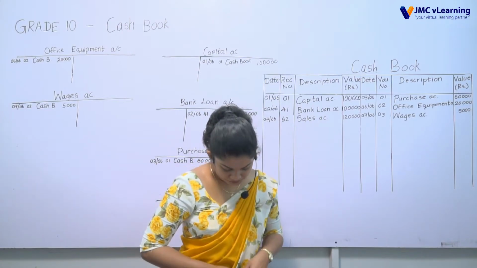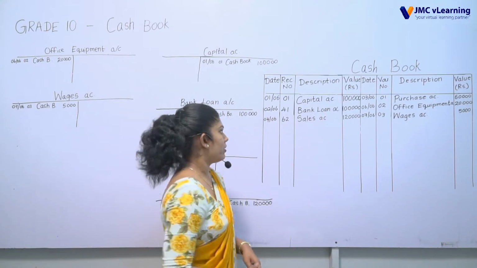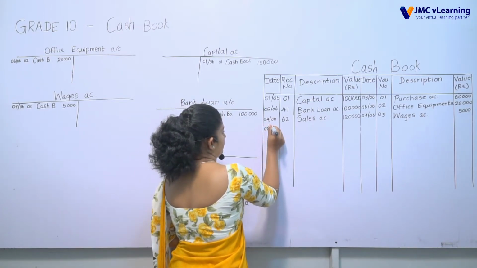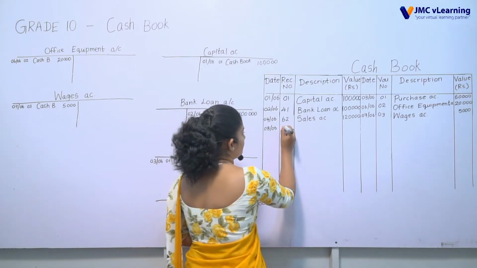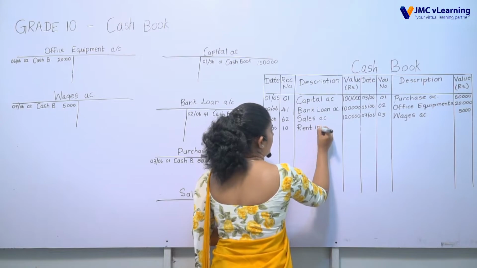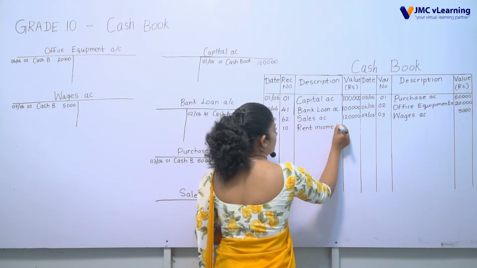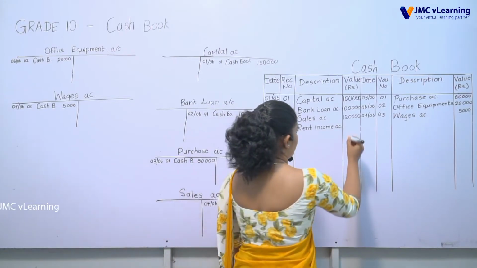Next transaction, 8th of June, rent income 24,000. Receipt number 10. 8th of June, receipt number 10, rent income account. Amount 24,000.